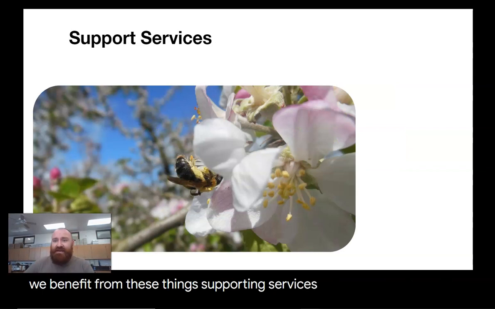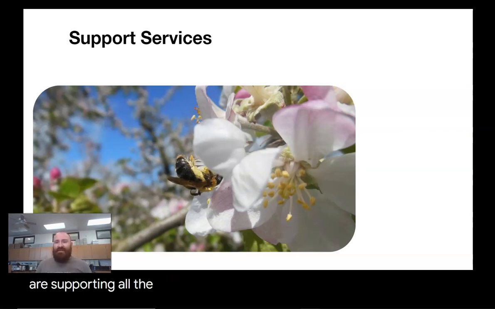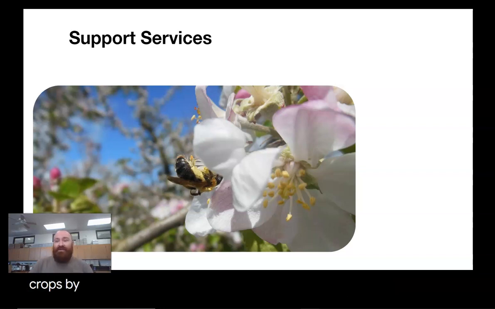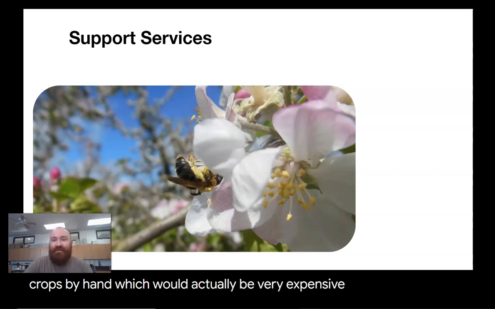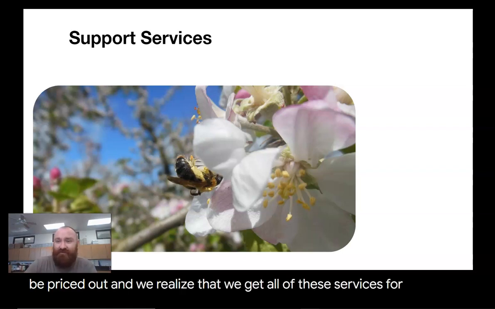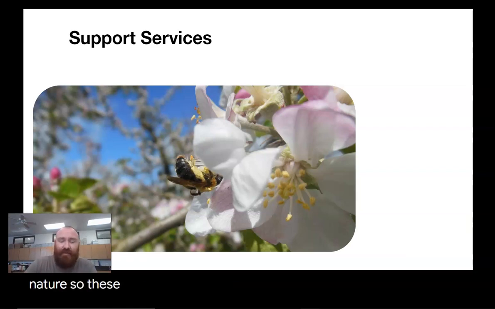Supporting services. So these are things that are supporting all the other things such as pollination of food crops. So without bees, humans, well, not just bees, but any pollinators. Without pollinators, humans would have to pollinate all of our apple and almond crops by hand, which would actually be very expensive. So these things can be priced out, and we realize that we get all of these services for free from nature. So these are supporting services.